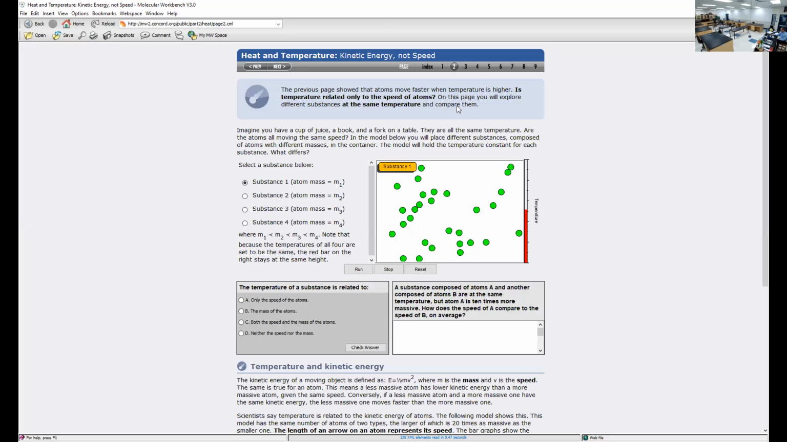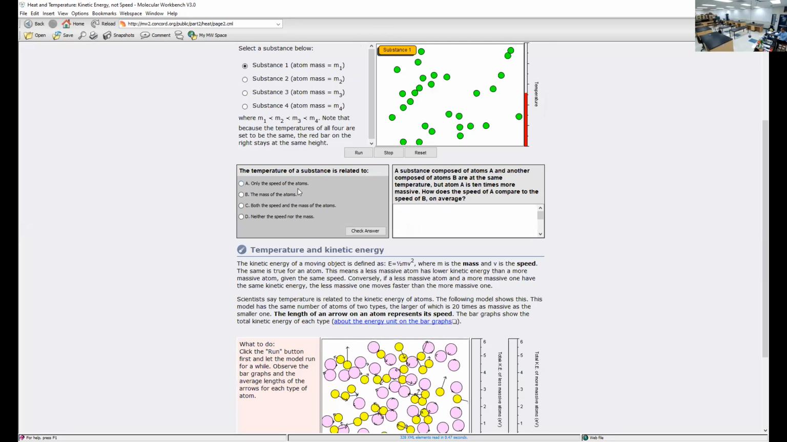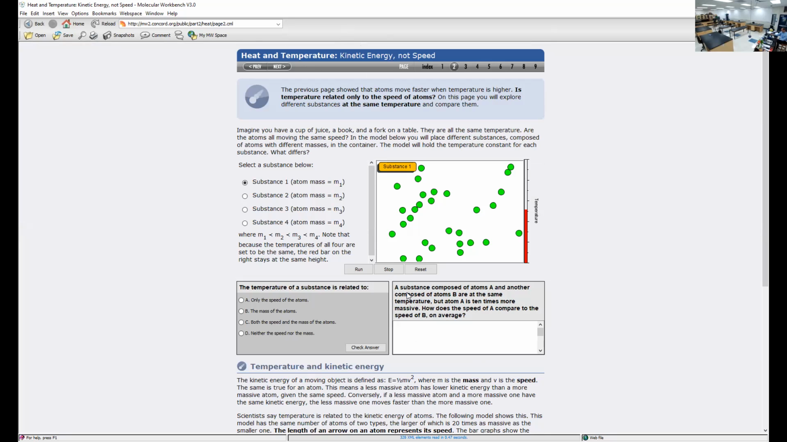All right, here they're telling you that temperature is about kinetic energy and not just speed. They're going to show different substances to demonstrate this property. And here they have a quick question and answer. The temperature of a substance is related to: only the speed of atoms, the mass of atoms, both speed and mass of atoms, or neither the speed nor the mass? To see that you're paying attention, try to put the answer in the chat. Which one would that be, A, B, C, or D?